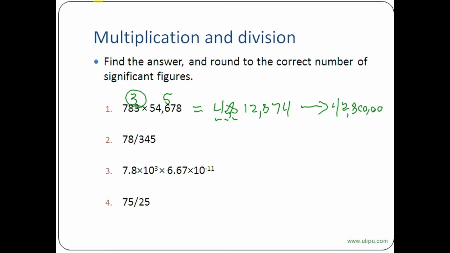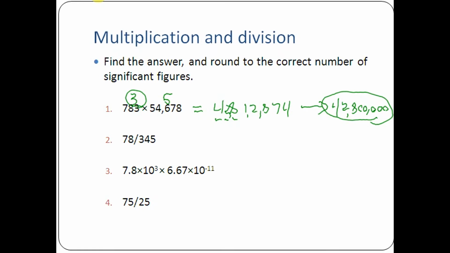So our rounded answer is going to end up being 42,800,000, because the 1 right here is going to round down. So that's our first answer right here. Okay. Now next one, 78 divided by 345. So we say on our calculator 78 divided by 345.